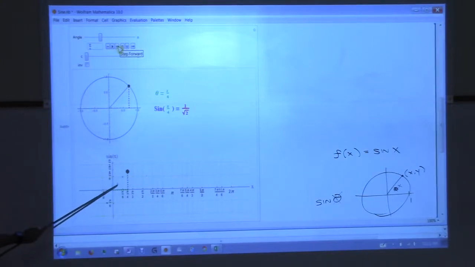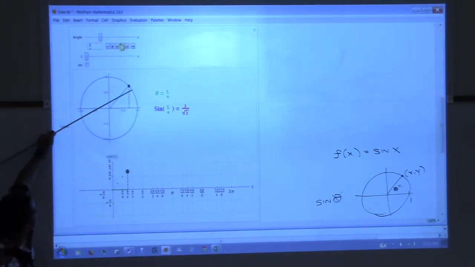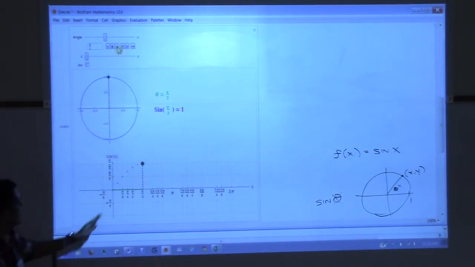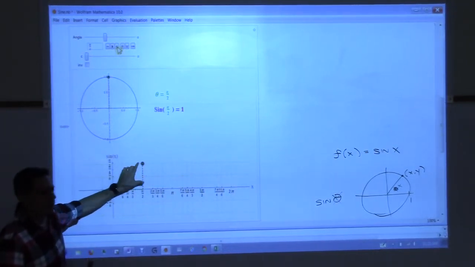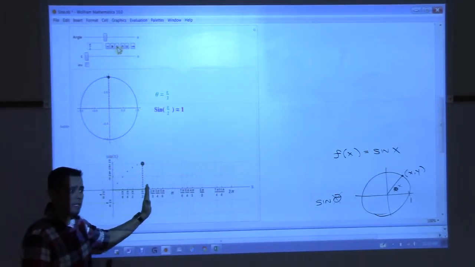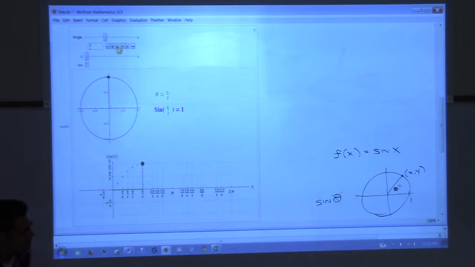So what's happening as I start to rotate, the y coordinate's getting bigger, isn't it? But it's going to peak out somewhere, isn't it? Where is it going to peak? Right at pi over 2, I'm going to have the highest peak, right? The highest point. That's going to be 1 unit high. But now my angle is going to keep going, and my y coordinate is now going to come down.